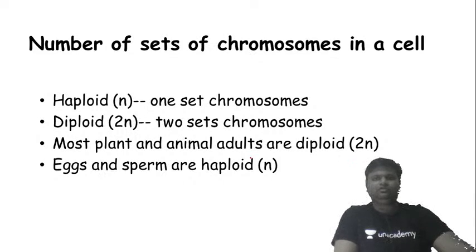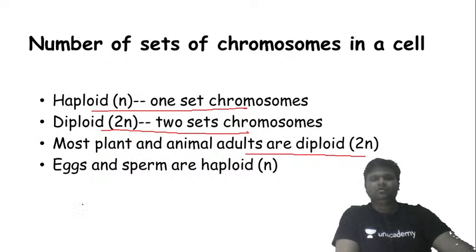So, the number of sets of chromosomes in a cell. There is haploid, that is one set of chromosomes. Then there is diploid, where there are two sets of chromosomes. Most plants and animal adults are diploid, and egg and sperm are haploid.